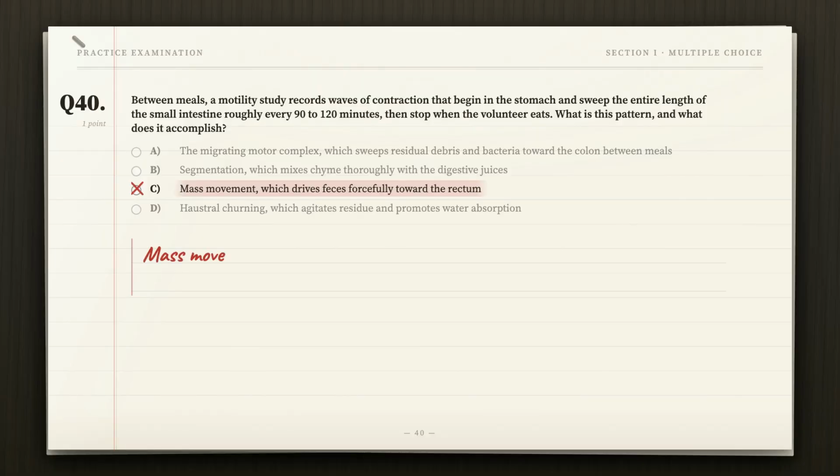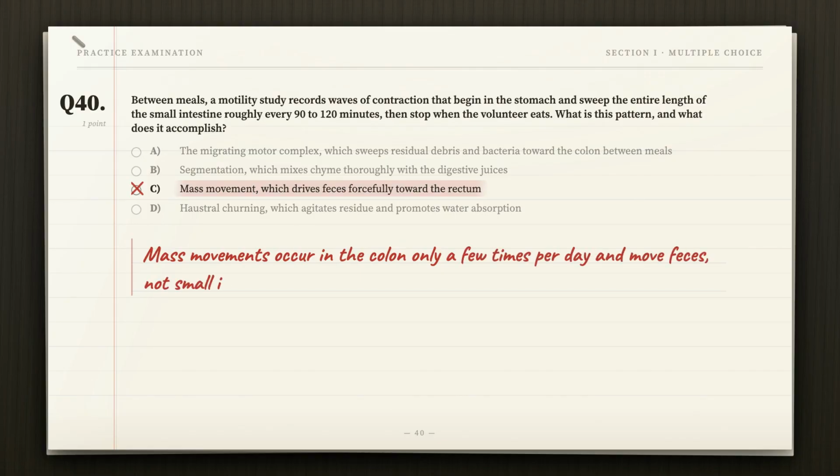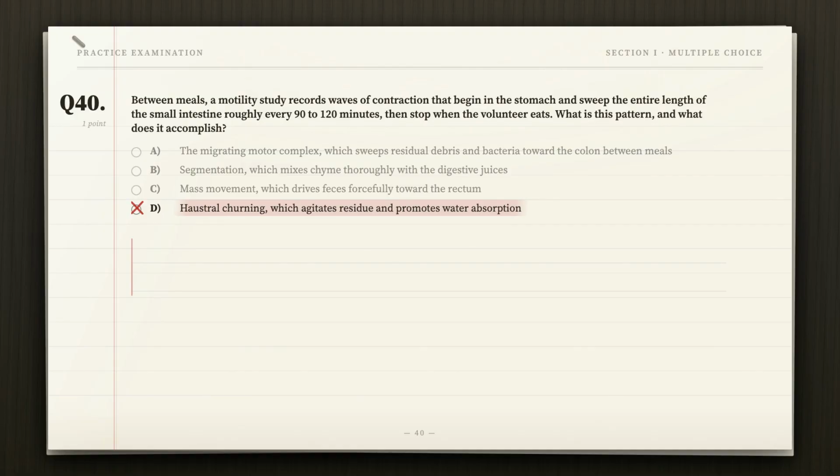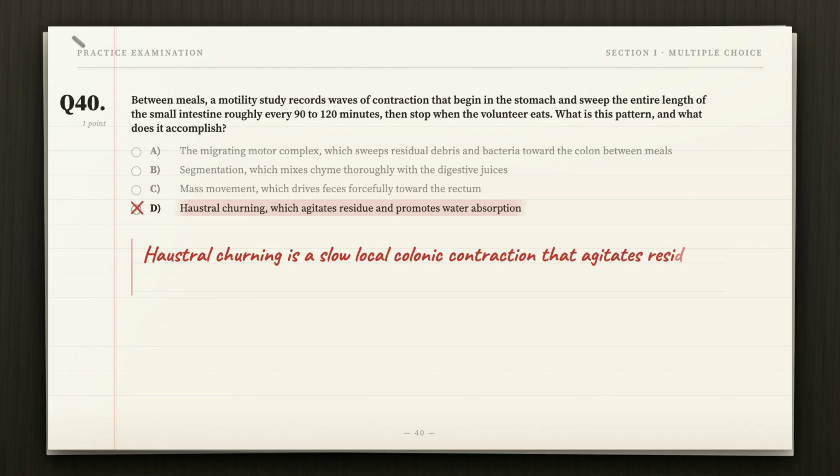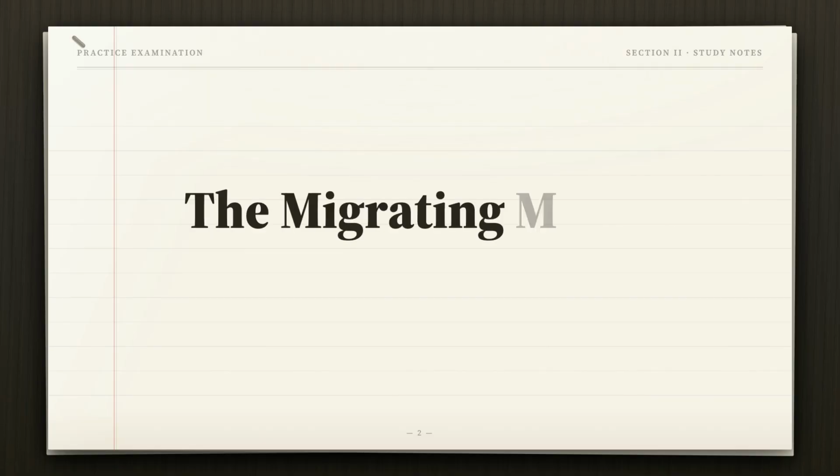C is wrong because mass movements occur in the colon only a few times per day and move feces, not small intestinal residue. D is wrong because haustral churning is a slow local colonic contraction that agitates residue in the pouches. It is confined to the large intestine.